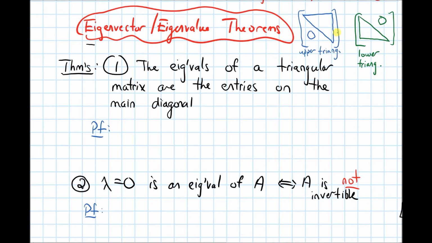So when we have a matrix like either of those, then the eigenvalues are really easy to see. They end up just being the entries that are on this main diagonal.